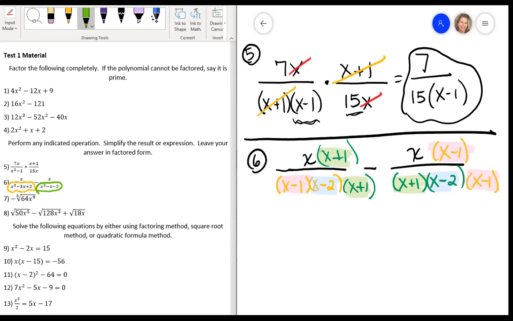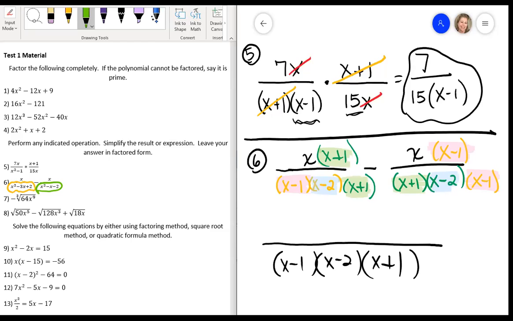But before I can subtract my numerators, I'm going to have to distribute. So let's see, at this point, I know my denominators are both identical. They are x minus 1, x minus 2, x plus 1, right? They both got the x plus 1. They both have the x minus 2 and the x minus 1. But let's see, need a different color here, blue. I'm going to distribute the x here. So that's going to give me x squared plus x.